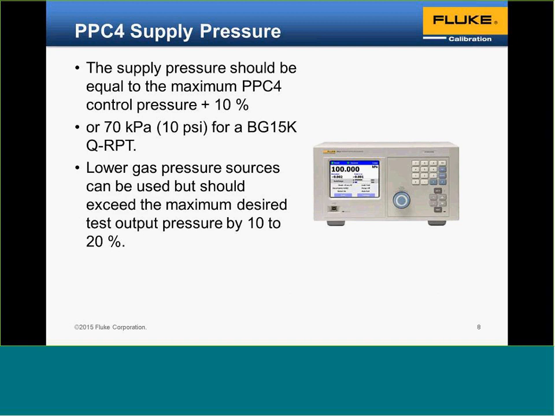So it is normally going to be the full scale plus 10%, but in low gas pressure sources can be used. Exceed the maximum desired test output pressure by 10 to 20%. So if you need 100 psi on your 1,000 psi device, it's okay to set your supply pressure to as low as 120 psi to get that output.